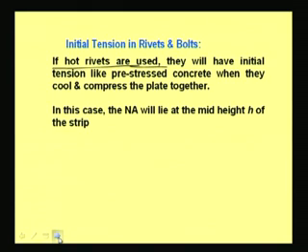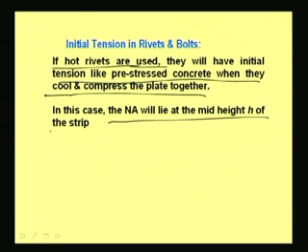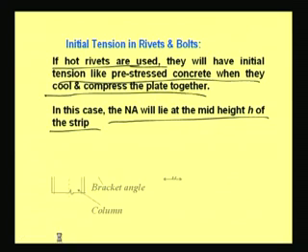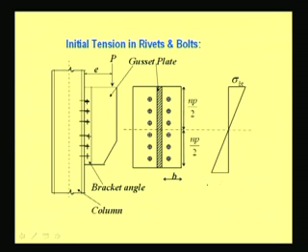So, there are two types of case it can happen in case of rivets and bolts. One is the initial tension in rivets and bolts. Initial tension when it will come? When hot rivets are used, power driven hot soft rivets are used, then initial tension will come. Basically, they will have initial tensions like pre-stressed concrete when they cool and compress the plates together. So, in this case the neutral axis lies at the mid height of the strip. So, the stress diagram will become like this. This will be the stress diagram.